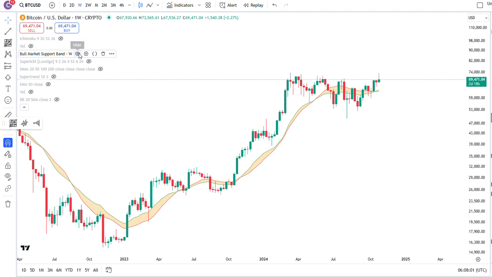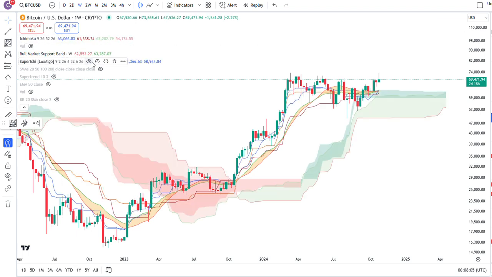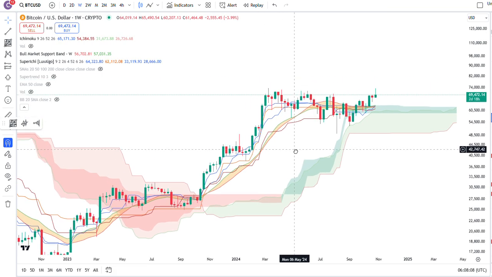So a lot of things are really telling me that. Again, the other thing, so I'm going to open up all these different kinds of indicators here.